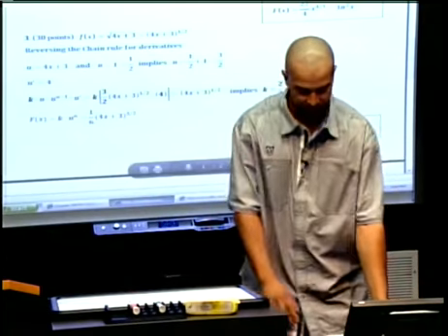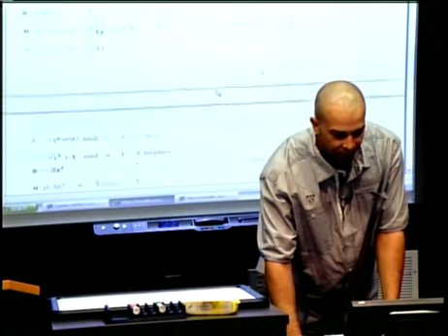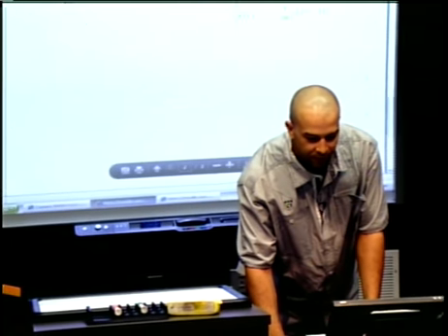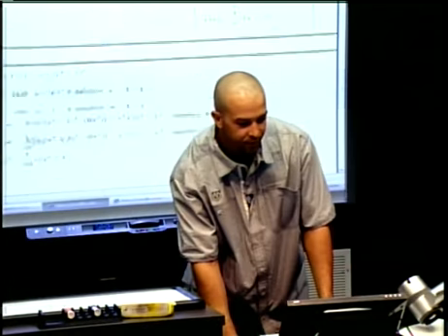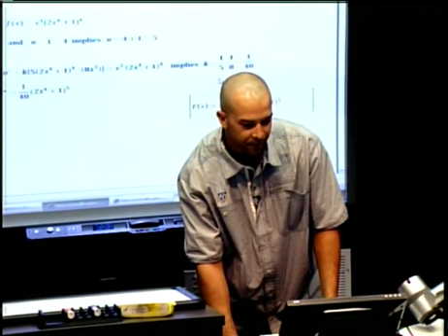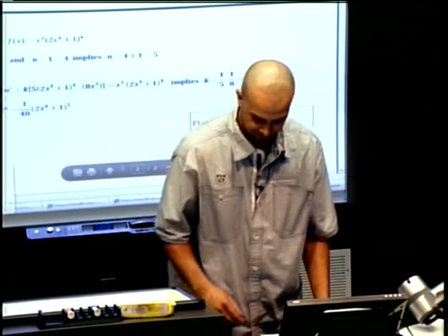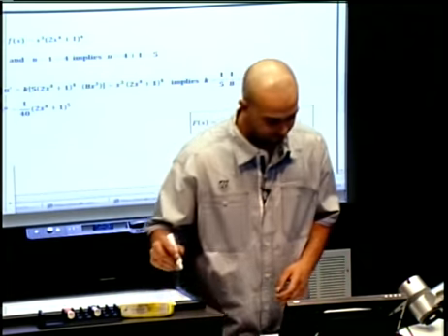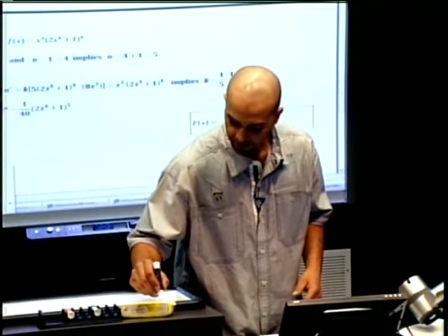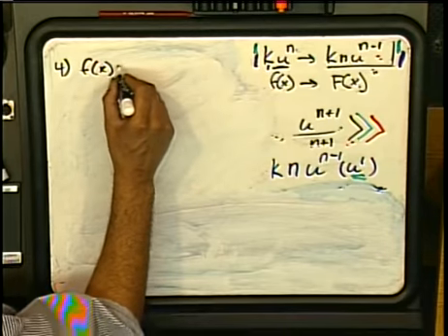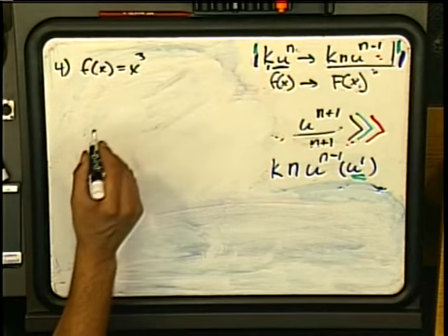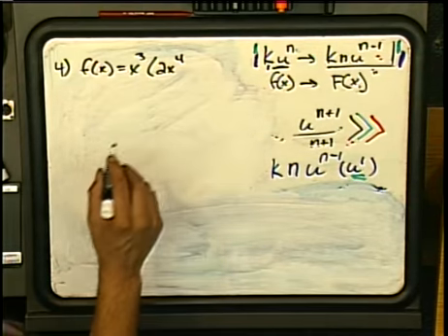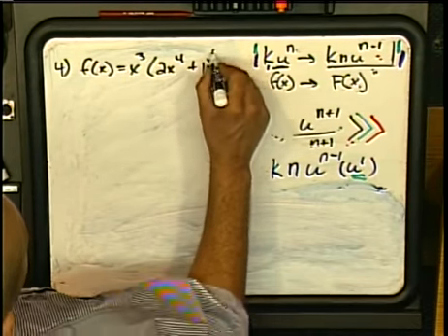Number 4, sorry. There are 4 total on here. Yeah, we're on number 4. Number 4, f of x equals x cubed, 2x to the 4th plus 1 to the 4th.